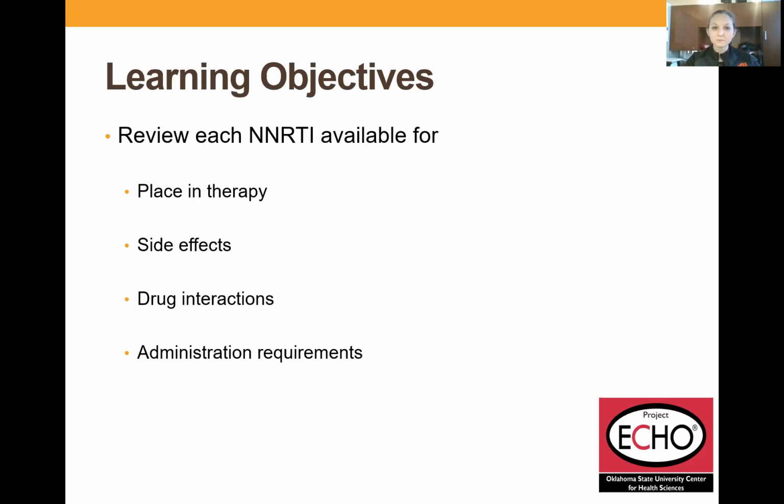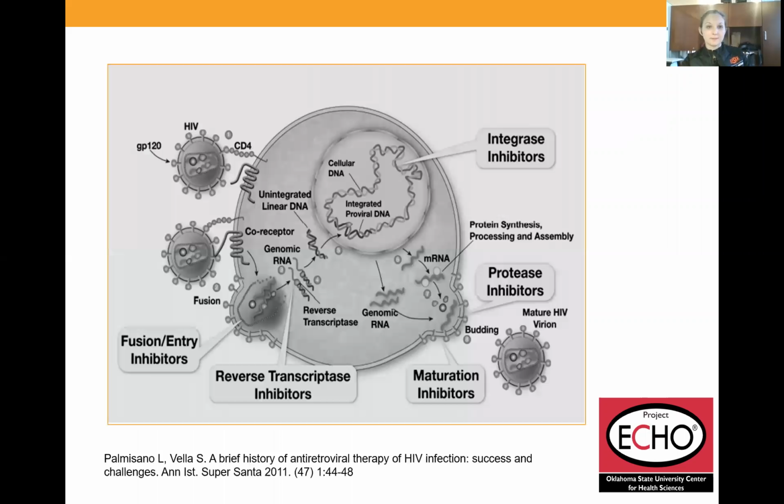So learning objectives, kind of like with the nukes that we went through and the protease inhibitors that we went through, we're going to look at the NNRTIs. We're actually going to look at each of the individual NNRTIs. We're going to discuss their place in therapy. None of them are preferred in the guidelines, so I'm going to talk about where they've been historically, and then where the ones that we use now are placed. Talk about side effects, drug interactions, and then we'll talk about different administration requirements for each of them, because that does change with some of the NNRTIs.